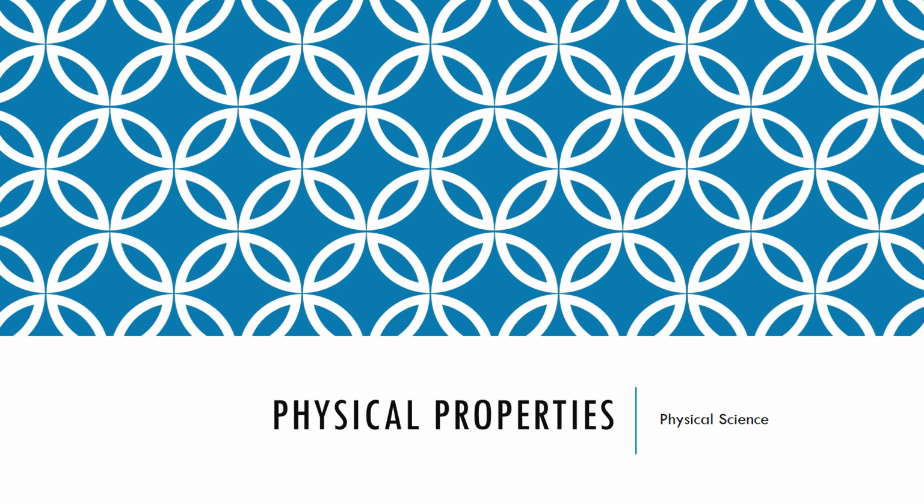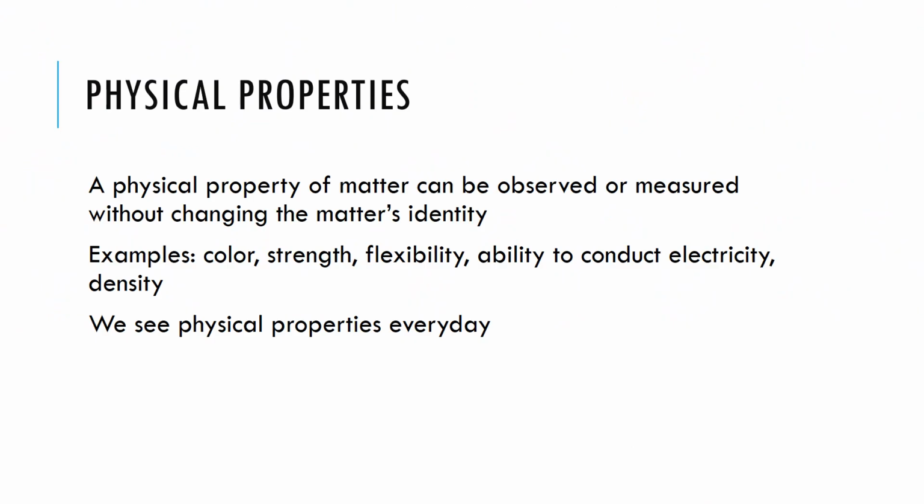Alright, so we're going to start talking about physical and chemical properties and changes by starting with physical properties. A physical property of matter can be observed or measured without changing the matter's identity. So this is something we can just look at, smell, touch, something that is easily observed with our senses without that object having to actually change what it is for us to tell that it has that property.